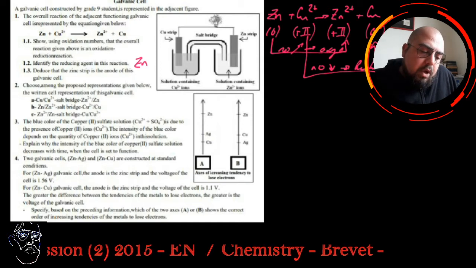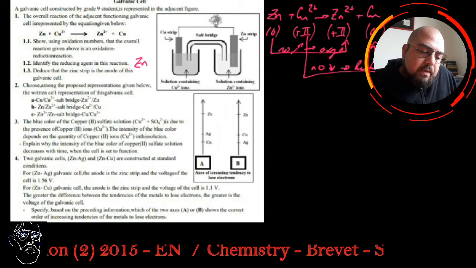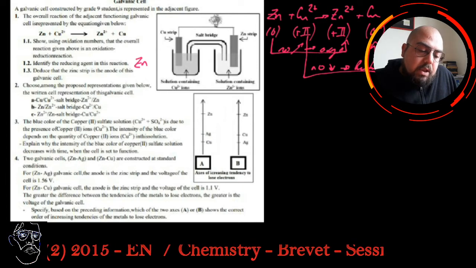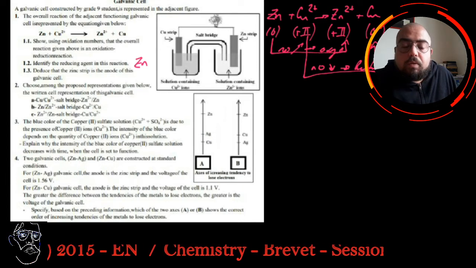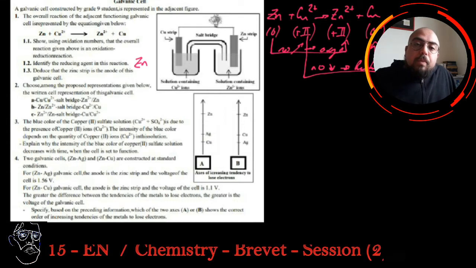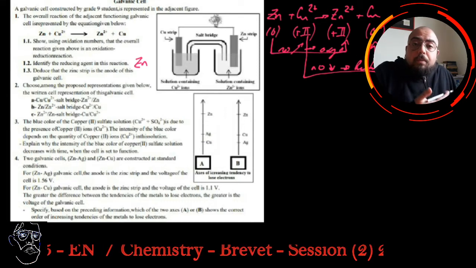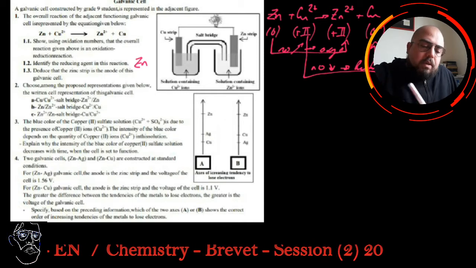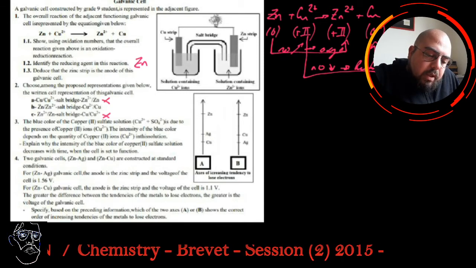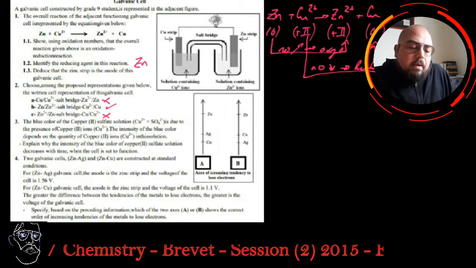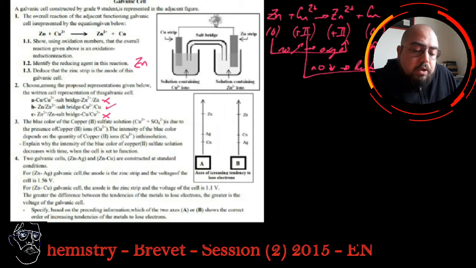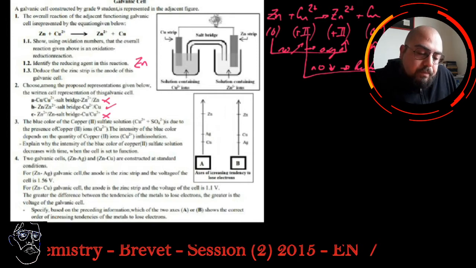Choose among the proposed representations given below the written cell representation of this galvanic cell. Cu, Cu2+, no, because since Zn is the anode, it should be placed on the left side, and I should start by Zn and not Zn2+. So the first one we should reject, the third one you should reject, and answer B is the right one: Zn, Zn2+, salt bridge, Cu2+, Cu.